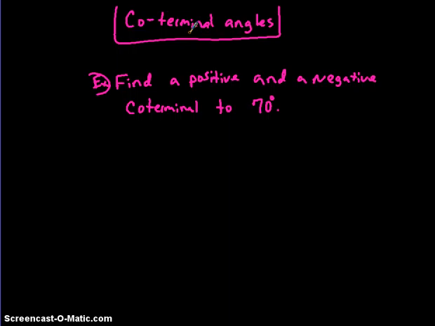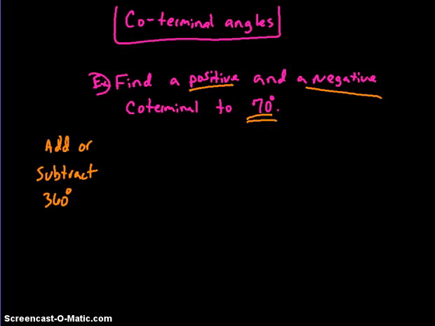Now, there can be other directions, and in other directions, it may say find a positive and a negative version of the exact same angle. So find a positive and a negative coterminal to angle, say, 70 degrees. So basically to do that, you're going to either add or subtract 360 to 70 degrees. All right, so again, you add or subtract 360 from it.